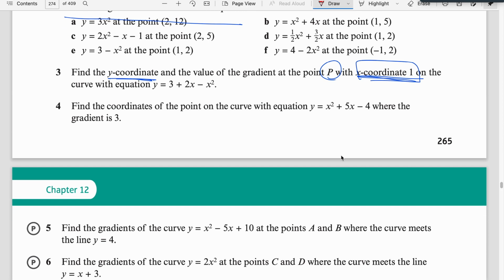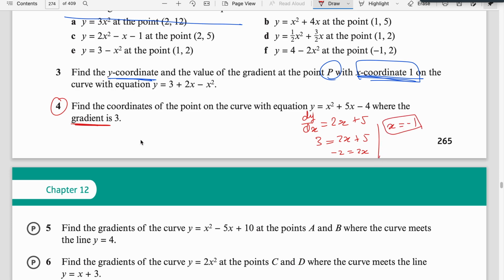Okay, look at question number 4. It says find the coordinates of the point on this curve where the gradient is 3. So this is the hint: where the gradient is 3. So let's find the gradient first. dy by dx is equal to 2x plus 5. Done. First part, the gradient is given as 3. 3 is equal to 2x plus 5. Solving for x, 3 minus 5 is minus 2, which is equal to 2x, and x is equal to minus 1.